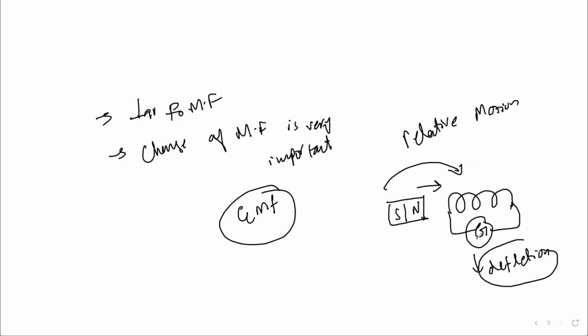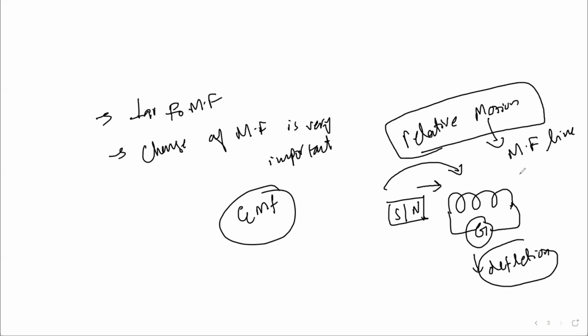If I stop moving the magnet or the coil, we will not have any deflection, and the galvanometer will come back to its original position. That means the relative motion of the magnet and the coil is very important, because due to this relative motion, magnetic field lines are changing. So as long as the magnetic field lines passing through the conductor are changing, we'll have the deflection. And using this concept, we can discuss Lenz's law as well.